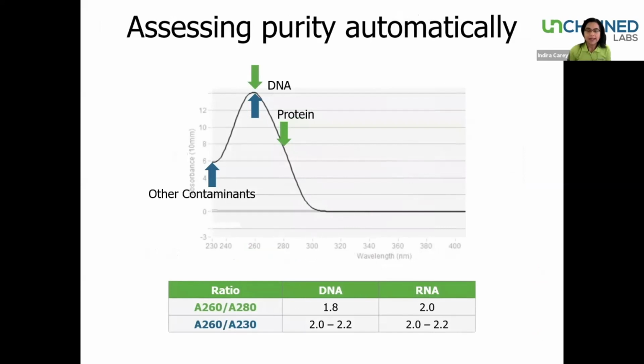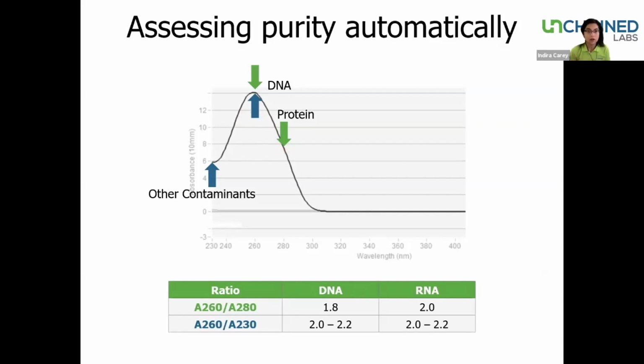It's common practice to look at A260/A280 and A260/A230 ratios to assess sample purity. Shown here is a typical DNA spectrum. Here's where DNA absorbs maximally, at 260 nanometers. Proteins absorb over here at 280 nanometers. A low 260/280 ratio is an indication of protein contamination.